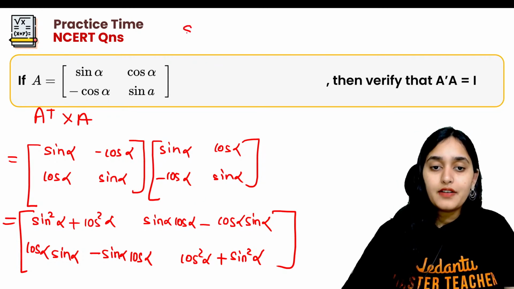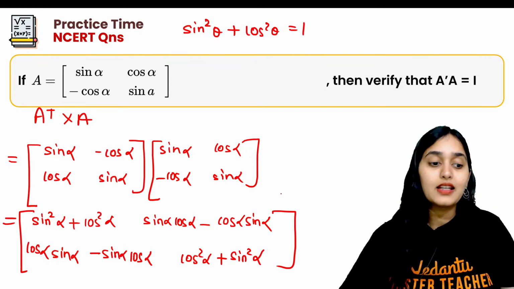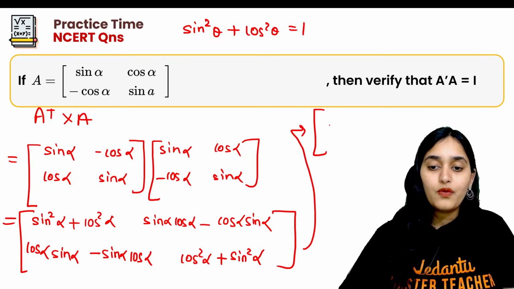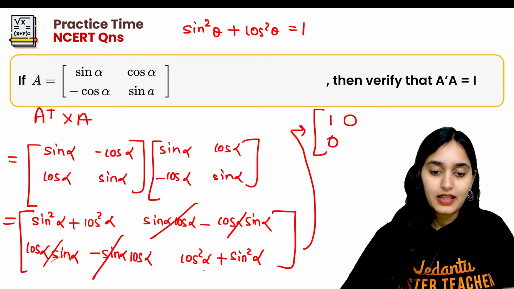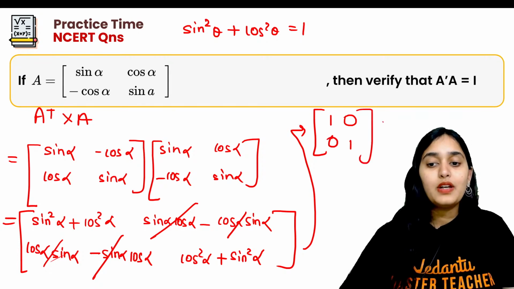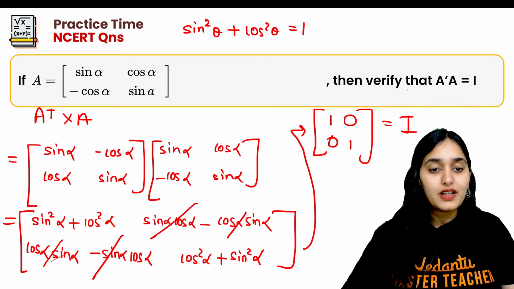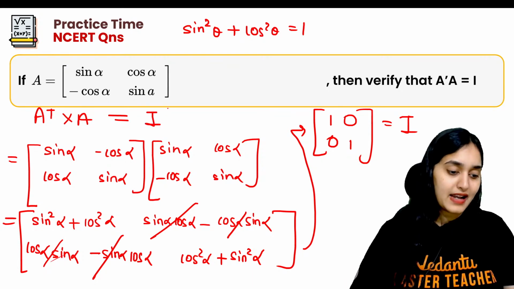Here we observe that sin square theta plus cos square theta is equal to 1. So we are basically getting 1, then this cancels, 0, cancels, 0, and this is also equal to 1, which is basically the identity matrix. So we hence proved that A transpose into A is equal to identity matrix.